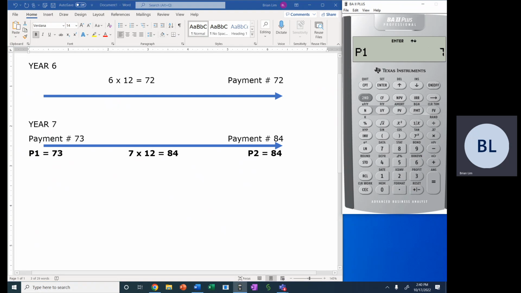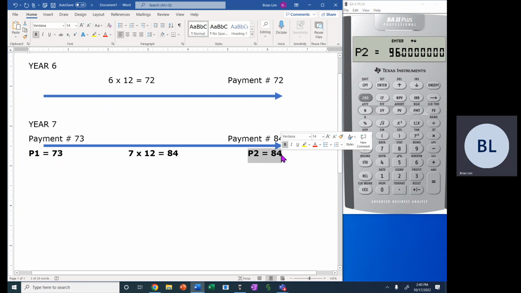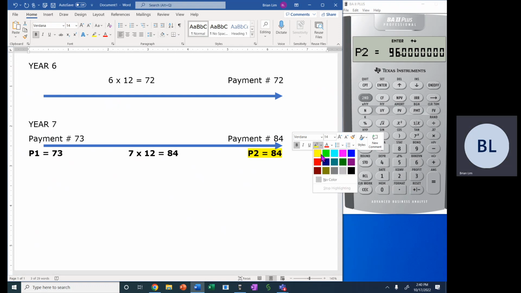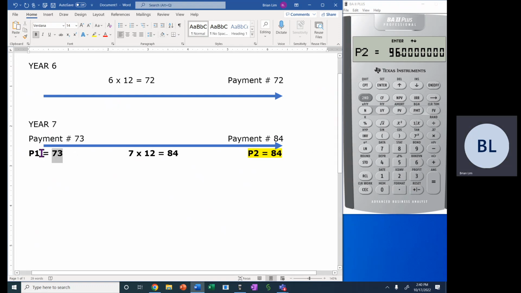So let's put 73, enter for the value for P1. And for P2, we put in this value of 84. Maybe we should highlight them, and then we will have less confusion as to what numbers we are putting in. So there is the 84, and there is the 73. So for P2, we put in 84, enter.